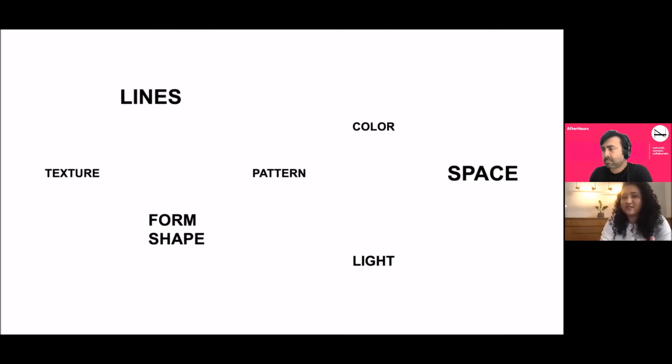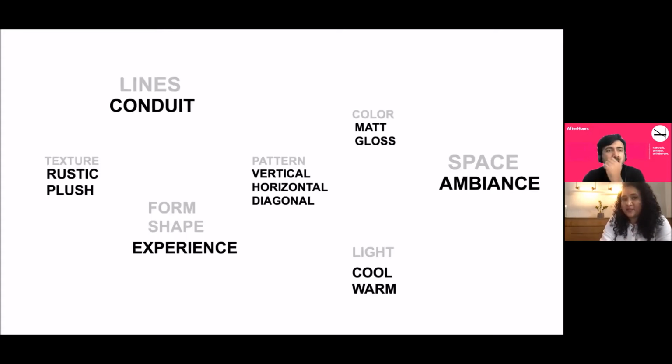To start off with the elements of interior, there are a few basic elements that we follow in interiors, which are lines, color, pattern, light, texture, form, and space. How I see these basic elements is in a different way. Lines we see as conduit, pattern we see as vertical or horizontal or diagonal. Color is either matte or gloss. Texture is either rustic or plush. The form or shape, I'd call it in interior the experience. And the light is either cool or warm. The most important part of the overall interior is its ambience, or what kind of feel it creates.